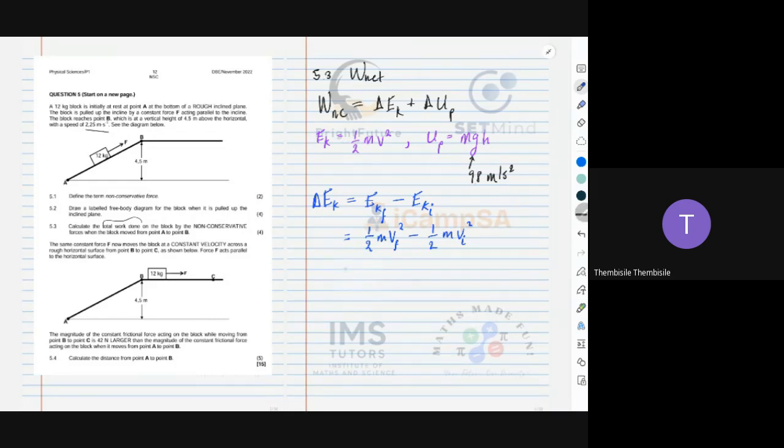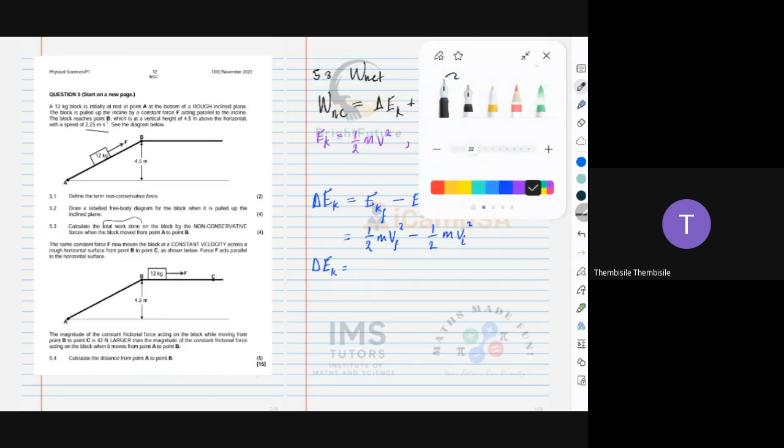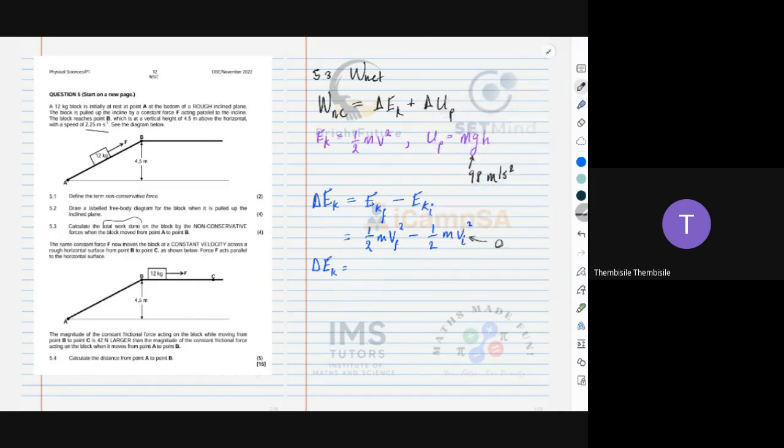Okay, so this is how you go with it. EK. So here we have the mass already, which is fine. So now the question said that initially it was at rest. So that means the velocity is 0 meters per second, not per second squared, because it's not acceleration. Then final is given to us, which is 2.25 meters per second, right?